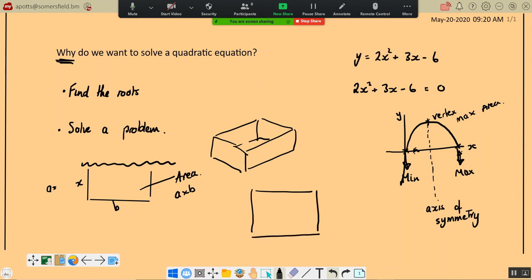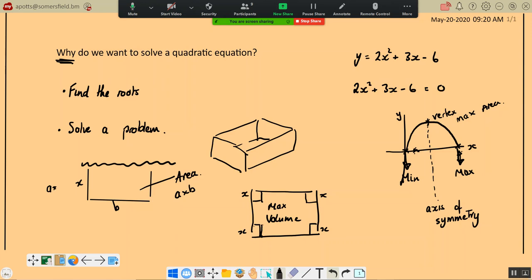it's made from a sheet like this, but you then cut out squares from the corners. All right, those are the variables, the size of those squares. And I could ask you, what is the maximum volume, for instance, of the box? All right, so that's another problem that would be solved in the same sort of way. Right, we could end up with a quadratic in that. Right, so we want to solve quadratics for a reason.